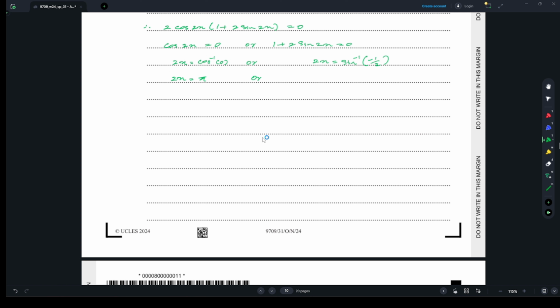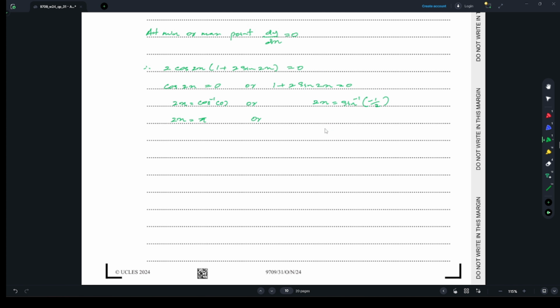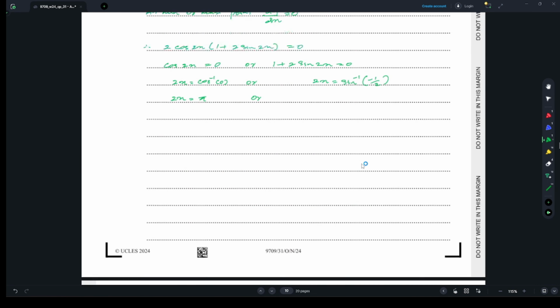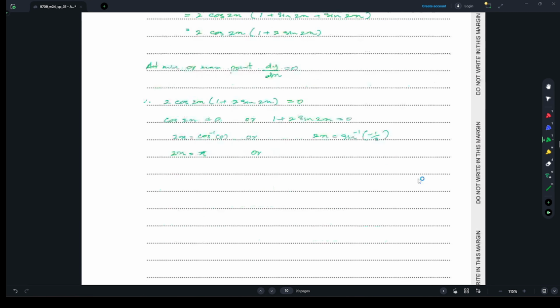So then here you will have, okay, so now we have a problem here because for sine minus half, so minus half means sine 30, right? But they gave us a range also. So we have to find out which one is the correct.